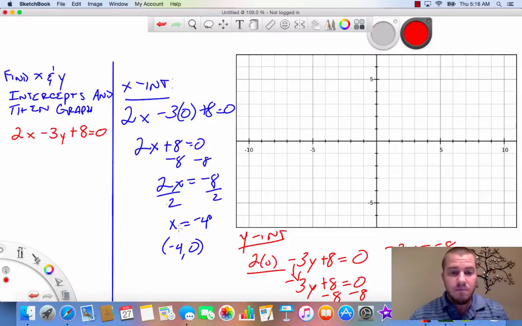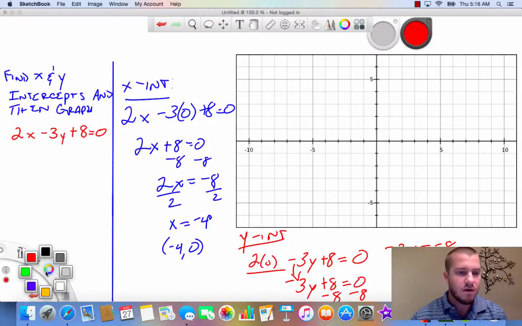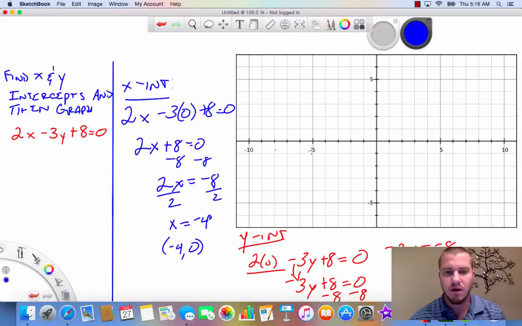So when I go to graph them, the x-intercept is going to be on the x-axis, negative 4, 0. The y-intercept is on the y-axis. That's at 0, 8/3. One mistake people will make here is they'll use this as the rise over run. This is a point. 0, 8/3 is a value on the number line, and you need to understand where it falls.